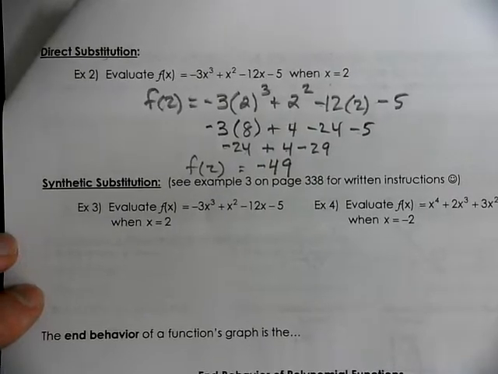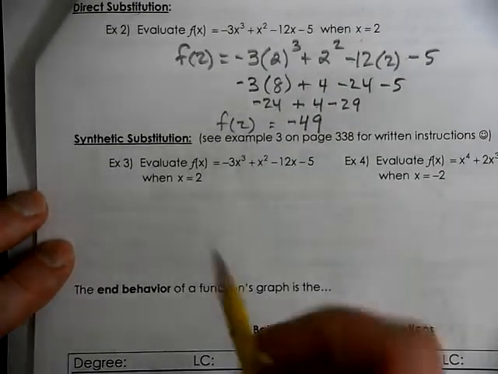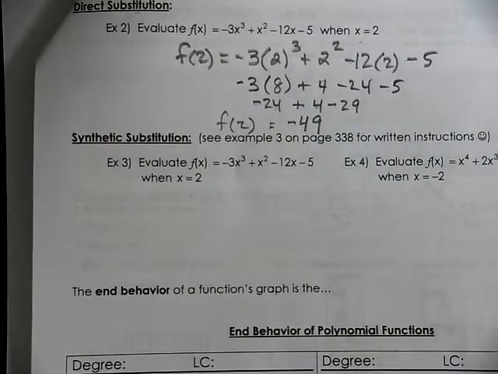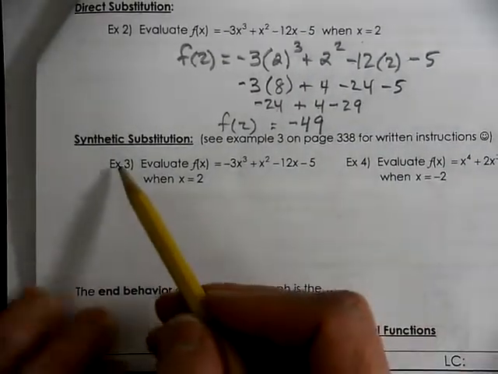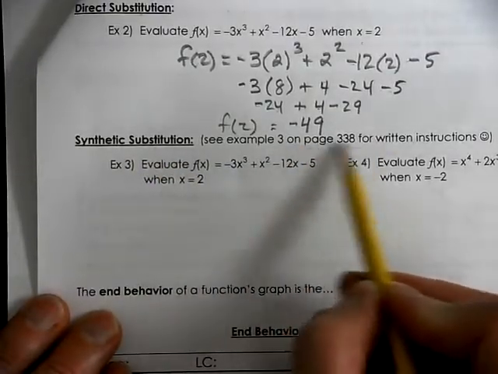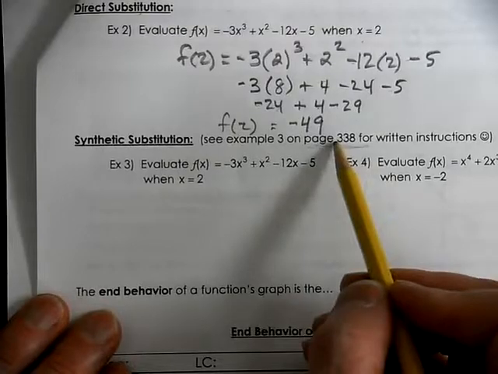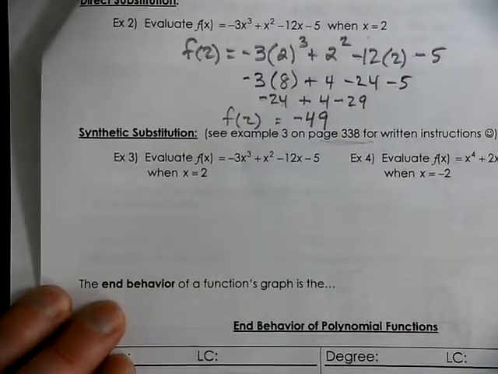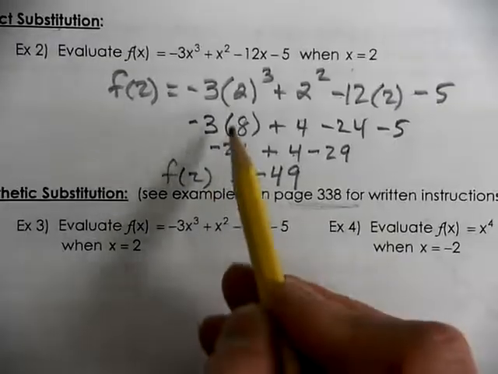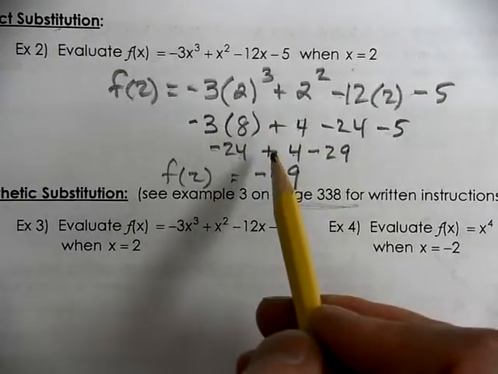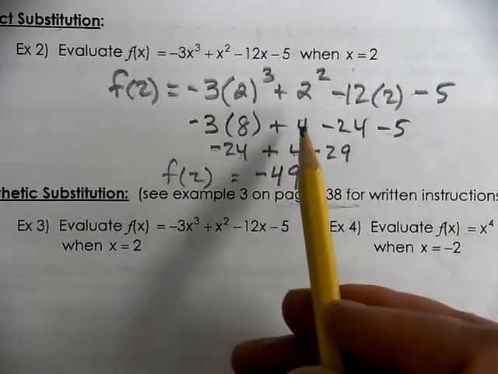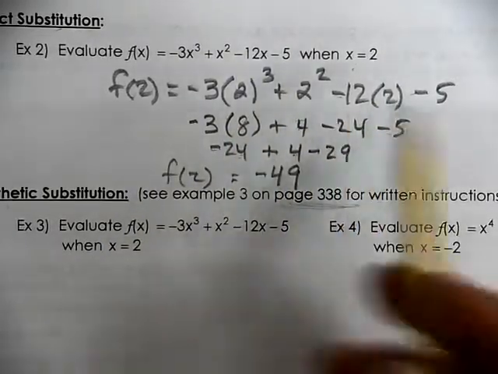Now let's try a different method. We're going to try what's called synthetic substitution. In the book, there's a bit of an instruction on how to do that, but I'll go over it right here. It's pretty simple. Look at all these different steps that we have to do for direct substitution. You got to remember your order of operations. You got to do some calculations. Sometimes they can get pretty big.